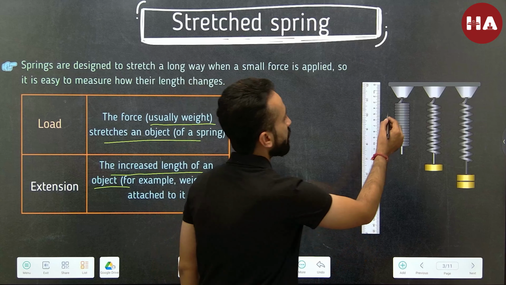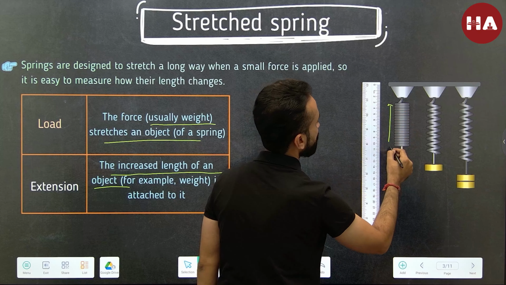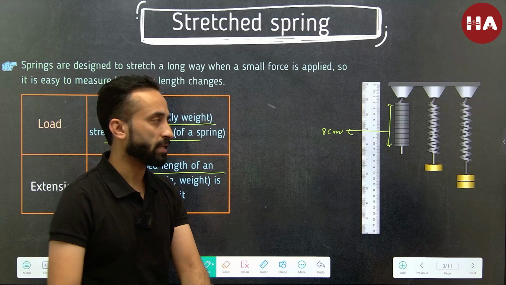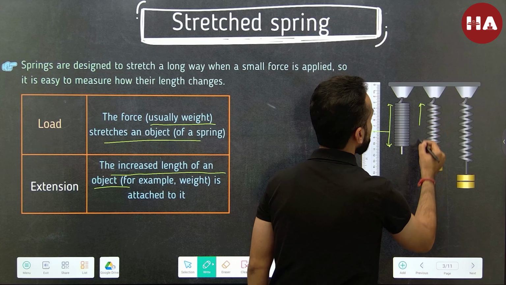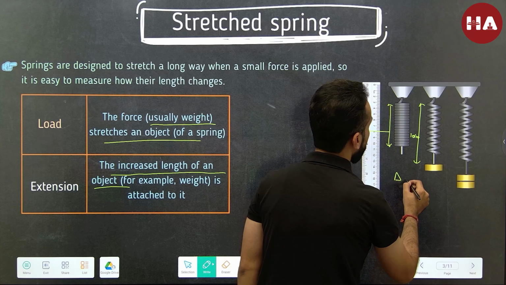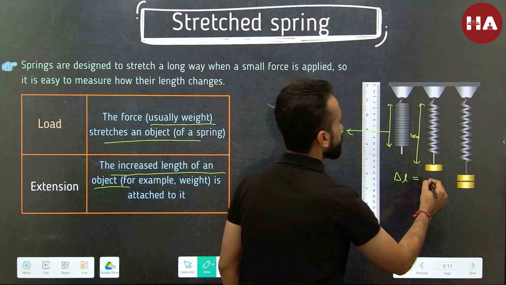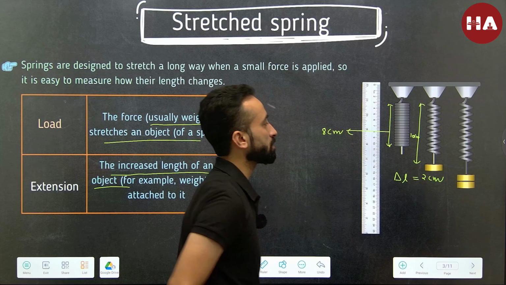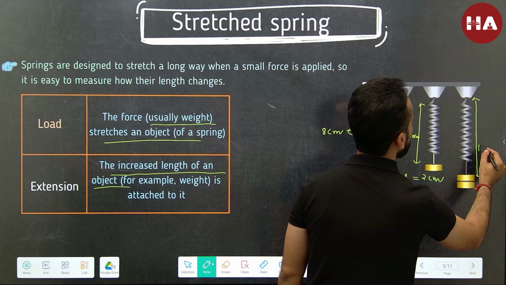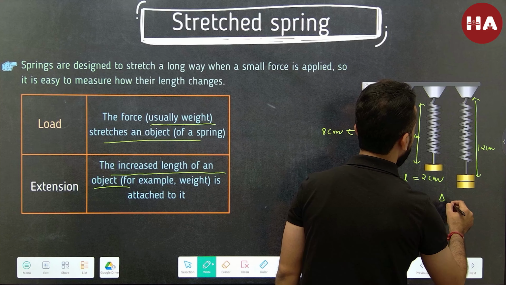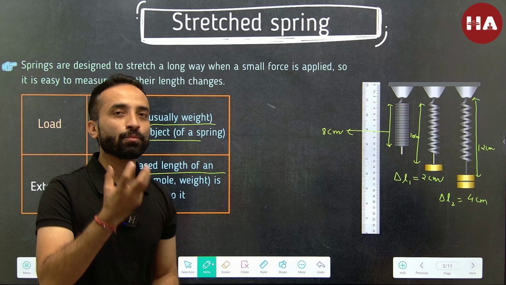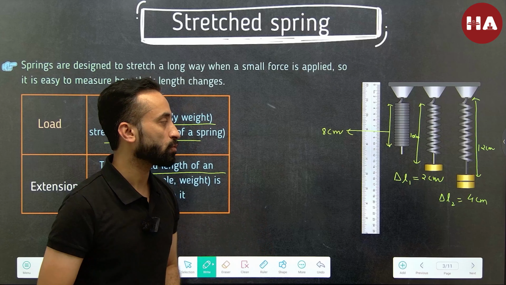So for example, if the length of this, hypothetically, let's say, is 8 centimeter, then that is the natural length. If we suspend a weight and this becomes 10 centimeter, then we will say that the extension or the change in length is of course 2 centimeter. Now think about suspending one more weight and let's say the length becomes 12 centimeter, then the extension will become 4 centimeter, isn't it? So more load you keep suspending, more extension you will get.